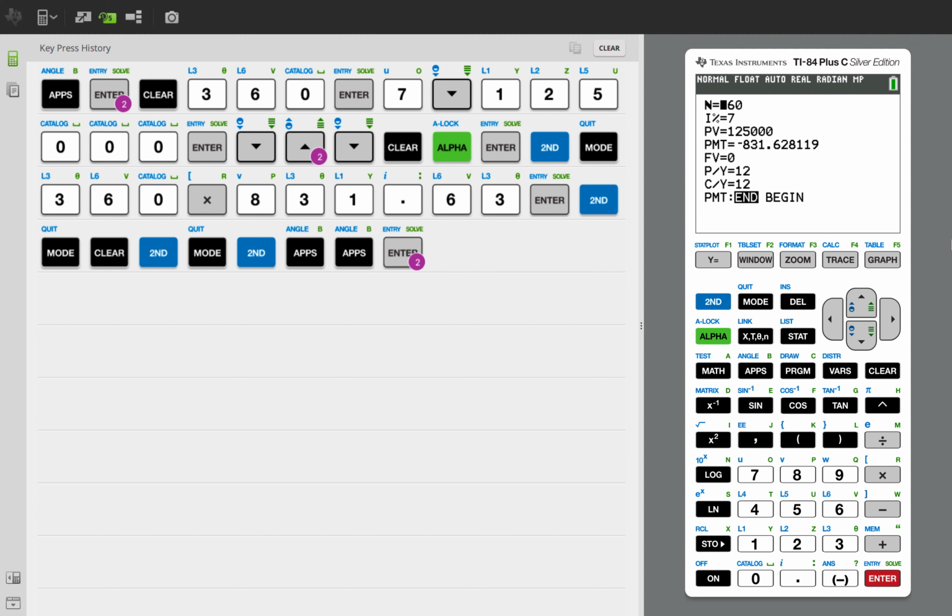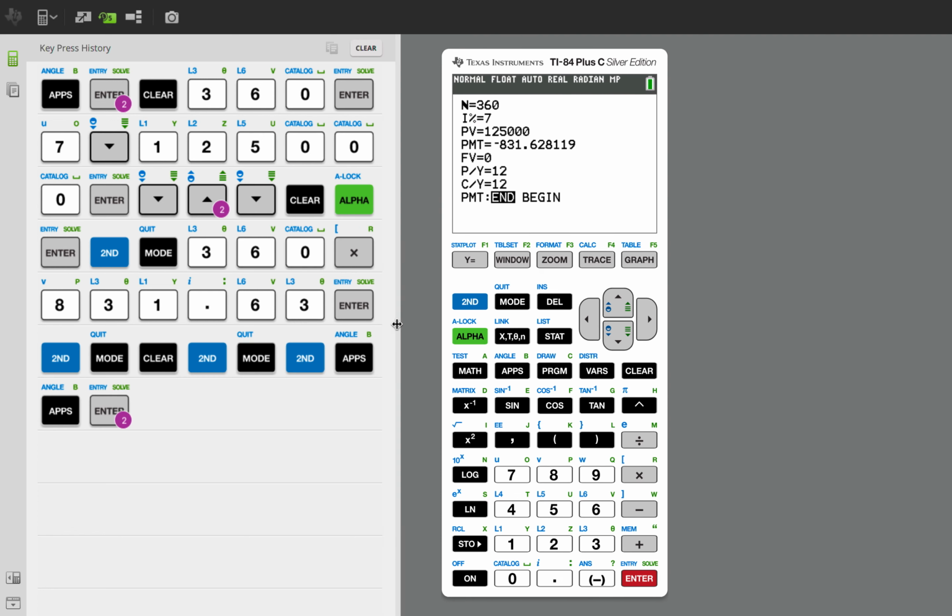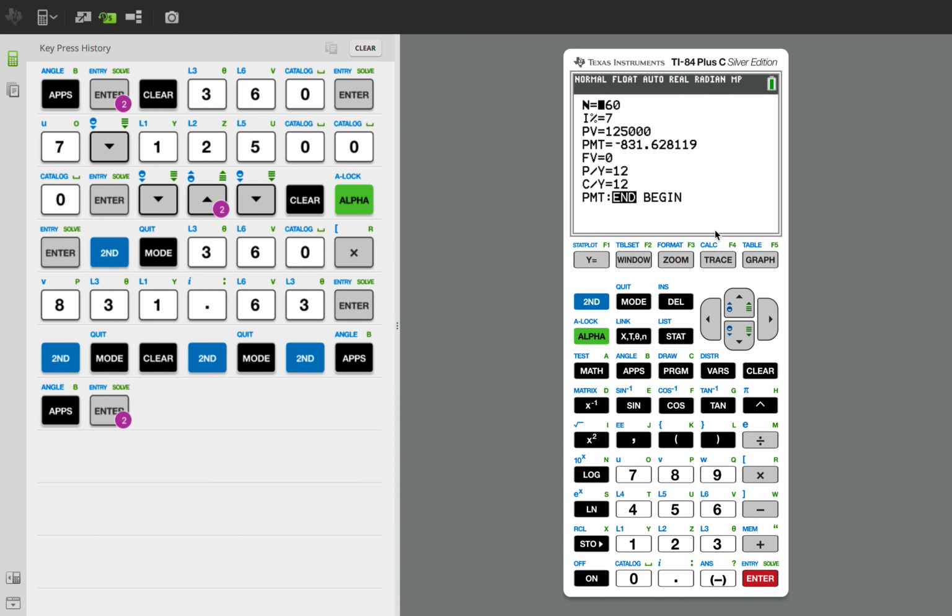Okay, so now for our last video, part of this lesson, I just wanted to see what happens when we make some changes on our graphing calculator. So let's say we wanted to get a 15-year loan. Maybe we can pay a little more per month than $831. So we decide to see how much we would need to pay if we've got a 15-year loan. So we would do 15 times 12, and that would give us 180 for N.